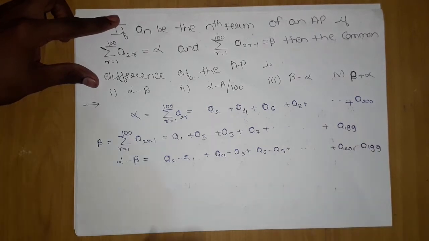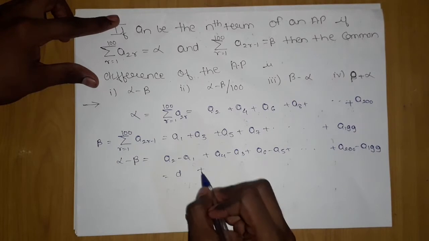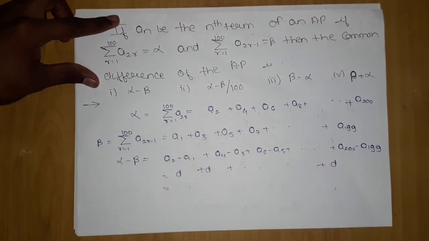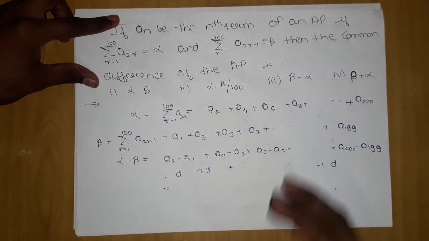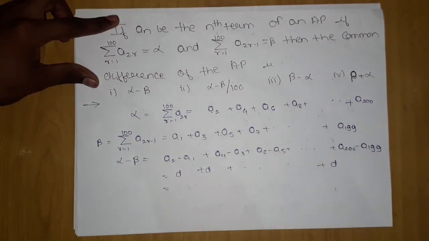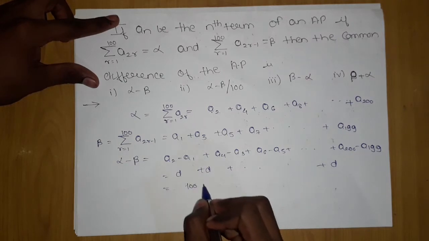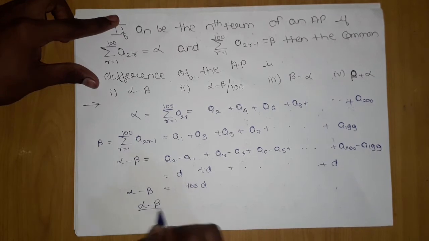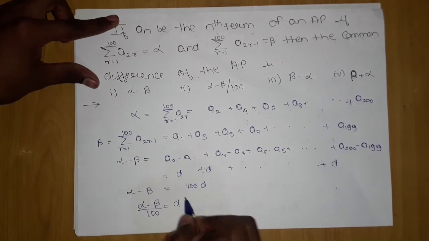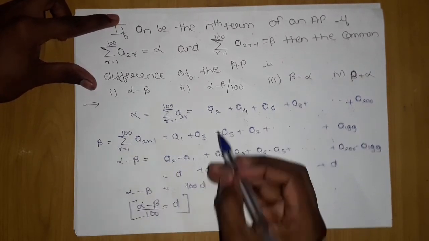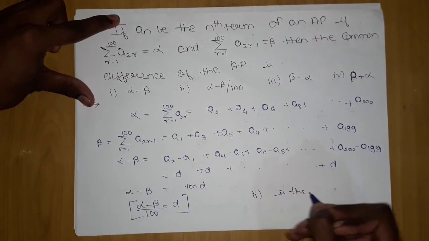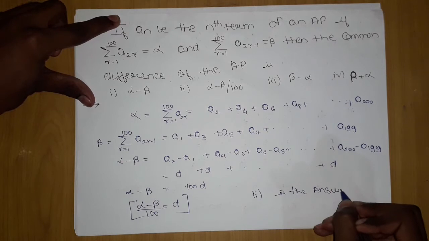So each of these will be d, similarly it will be d. Now these are 100 pairs, and when the terms pair up, each pair forms d. So this will be 100d, so alpha minus beta is 100d, which gives alpha minus beta by 100 is equal to d. So we got the answer, the second option is the answer.